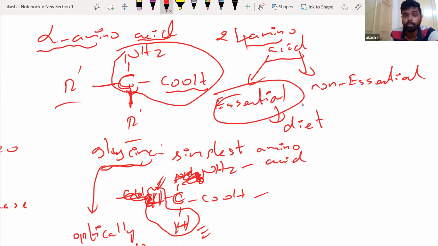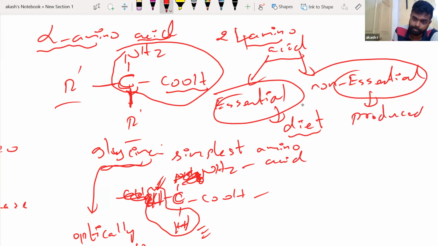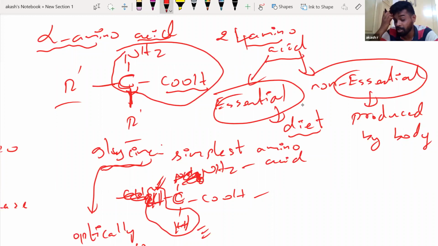Some amino acids can be produced by our own body. Some amino acids cannot be produced by our own body, so you still need them, and you take them from your diet. The non-essential amino acids, which you do not require from outside, are produced by the body. Which are essential and which are non-essential is really not the topic, but you have to understand that some amino acids should be taken in the diet, and some can be produced by our own body itself. But all of these are required.